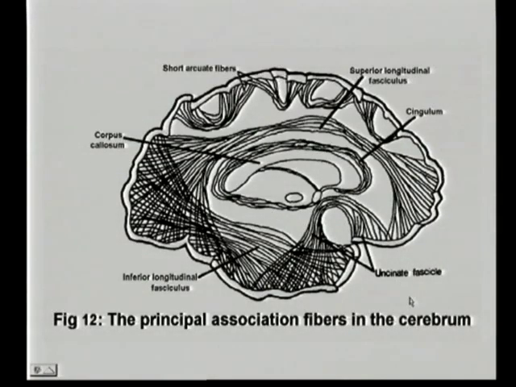This uncinate fasciculus, you can see, is connecting the temporal lobe with the frontal lobe, and this inferior longitudinal fasciculus is connecting temporal with occipital. Don't confuse this uncinate fasciculus or fascicle with the arcuate fasciculus, which I'll talk about later. This is uncinate. Don't confuse it with the arcuate.